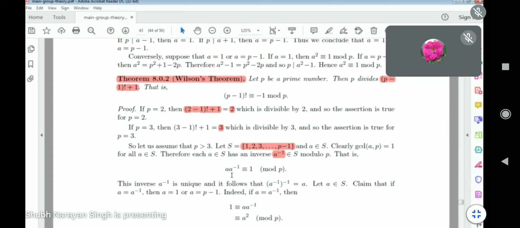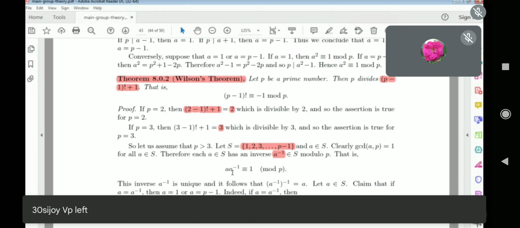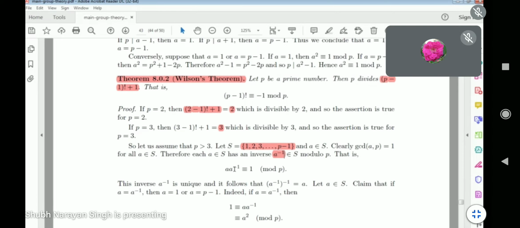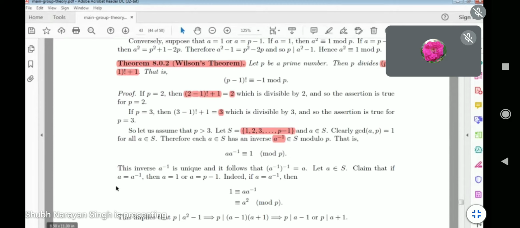So this is a solution. We have given this notation a to the power minus 1, and we call it a inverse. That means each element inside S has an inverse, because a x congruent to 1 modulo p always has a solution, because the GCD of a and p is equal to 1, and 1 divides 1. That's why this equation always has a unique solution. That solution is denoted by a to the power minus 1, and this is the inverse of a modulo p. And we already discussed that this inverse is unique, and the inverse of the inverse is the same element.